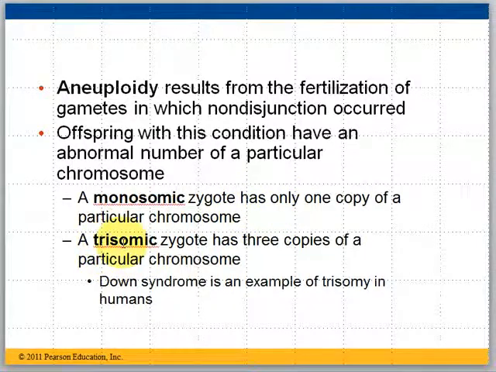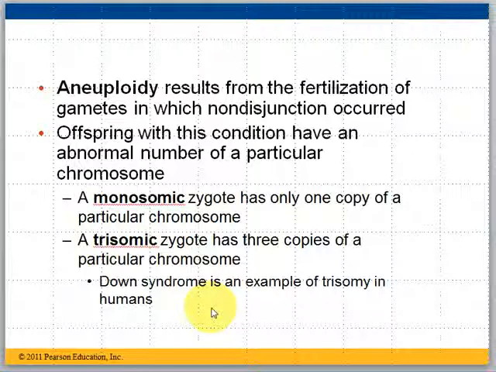Or it can be trisomic. Trisomic has 3 copies of a particular chromosome. So monosomic would have 1 too few. Trisomic would have 1 too many. Down syndrome is a good example of trisomy in humans. Down syndrome is the result of a trisomic zygote. So that zygote has 3 copies of one particular chromosome instead of the normal 2.